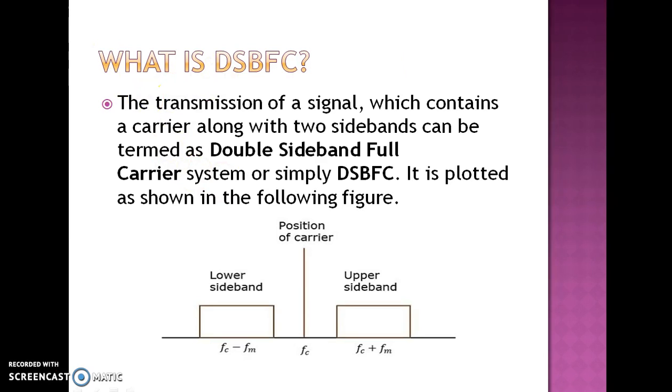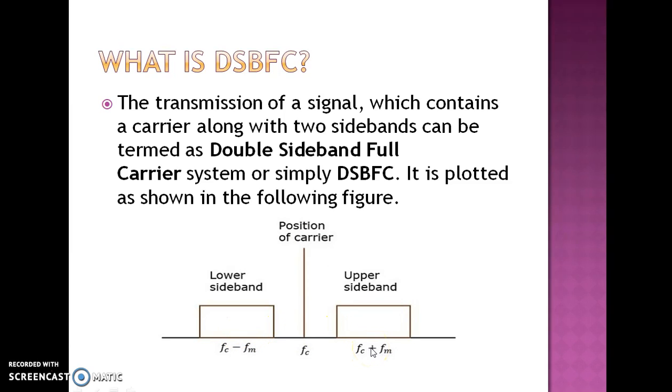So what is DSB-FC? The transmission of a signal which contains a carrier along with two sidebands is called double sideband full carrier, and a system with this is called a double sideband full carrier system, or simply DSB-FC. The plot is like this.